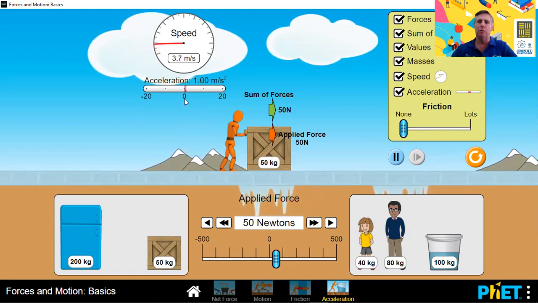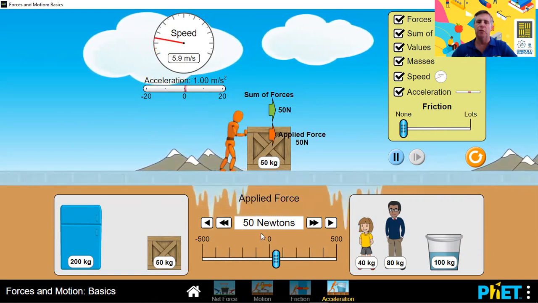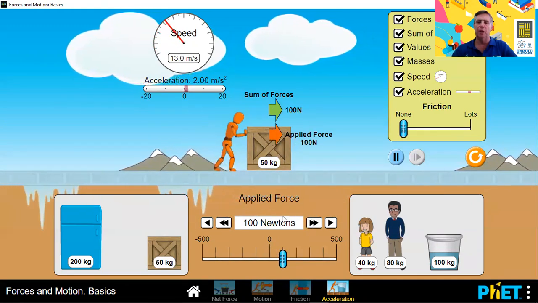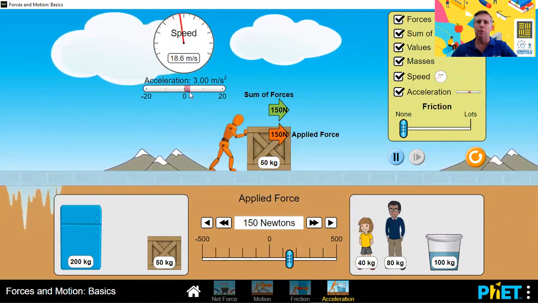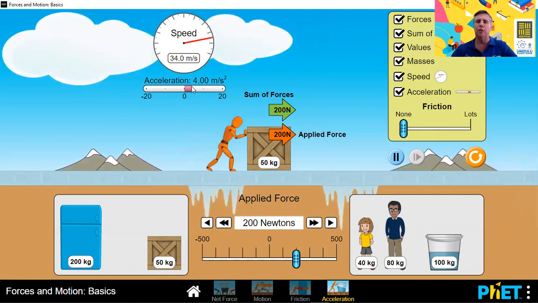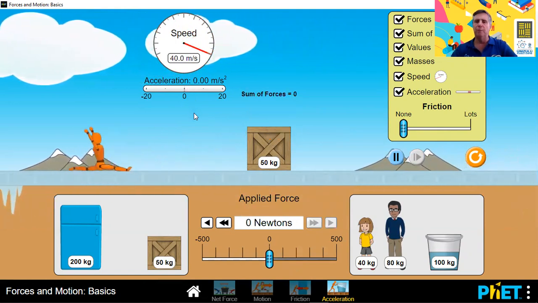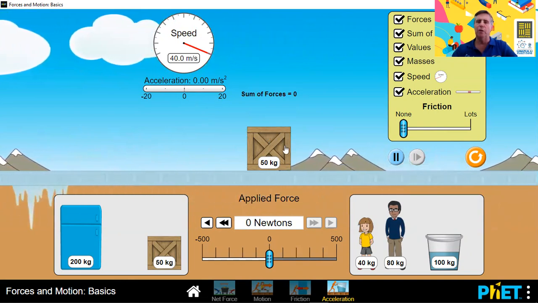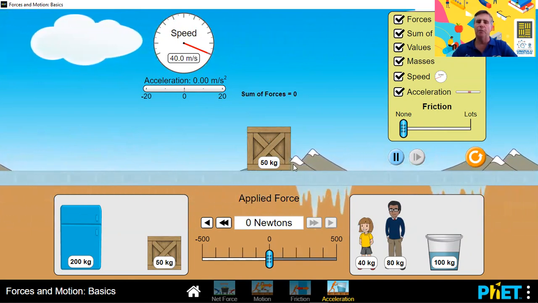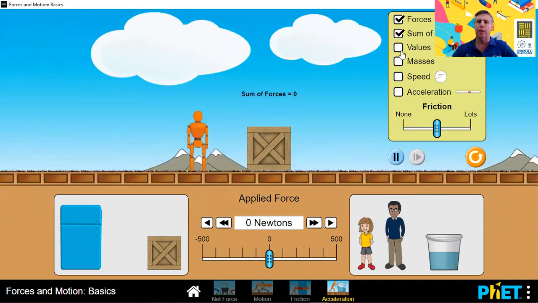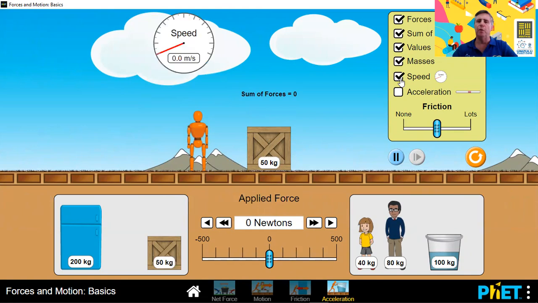Acceleration is 1 meter per second squared. The speed increases slowly. Double the force to 100 newtons and the acceleration doubles. 150 newtons, 3 meters per second squared. 200 newtons, 4 meters per second squared. What we can see is that the acceleration was directly proportional to the applied force in the absence of friction. Let's restore things again.